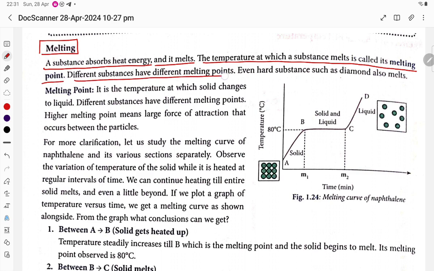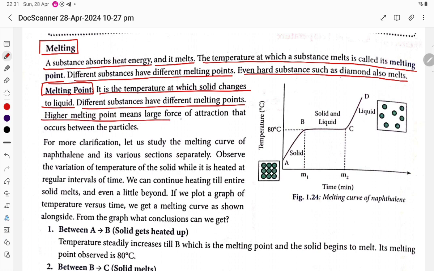Different substances have different melting points. Even hard substances such as diamond also melt. So what is melting point? It is the temperature at which a solid changes into a liquid. Different substances have different melting points. A higher melting point means a large force of attraction between the particles.